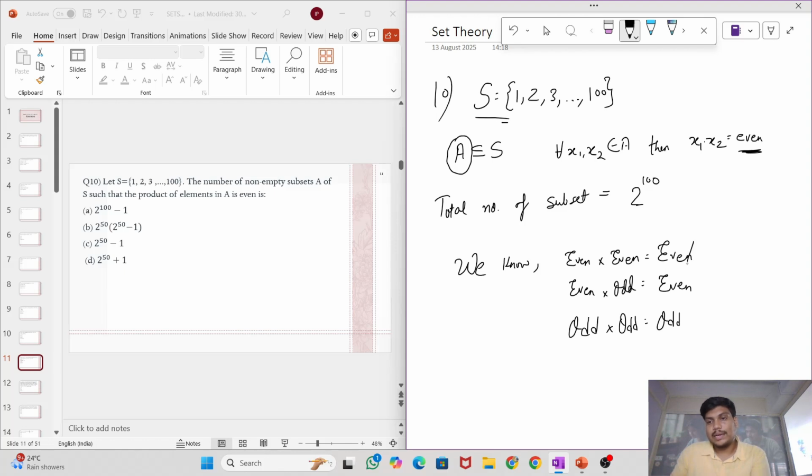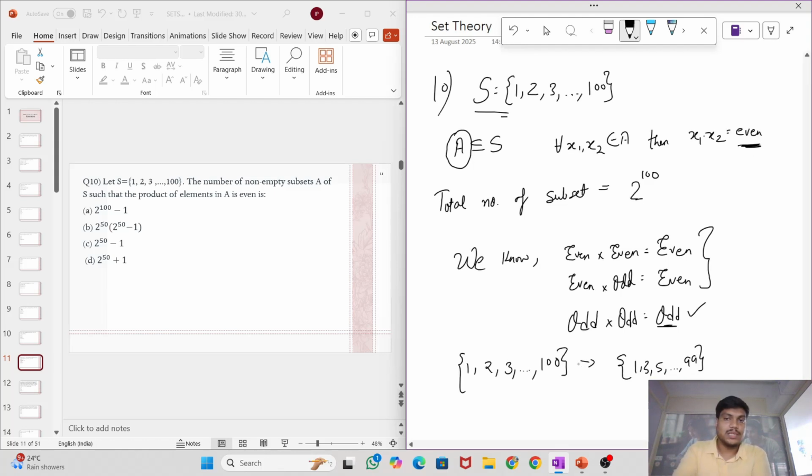So we can see that when I take instances where both the numbers are even or any one of them is even, my answer is even. But when I take both the numbers to be odd, then the answer is also odd. So out of this total 100 elements, if I see which elements will create subsets where the answer is odd, can I say that all the odd numbers, if I take them, then the subset of these odd numbers would also give me the product of elements to be odd. My goal is to find the total number of subsets where the product is even.